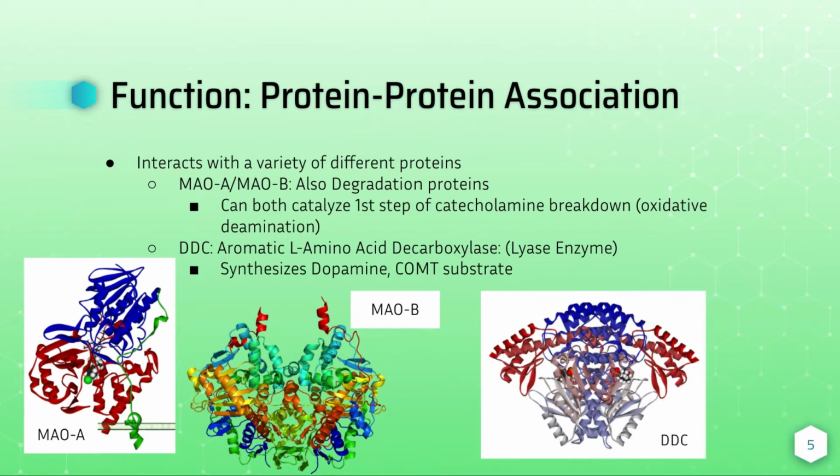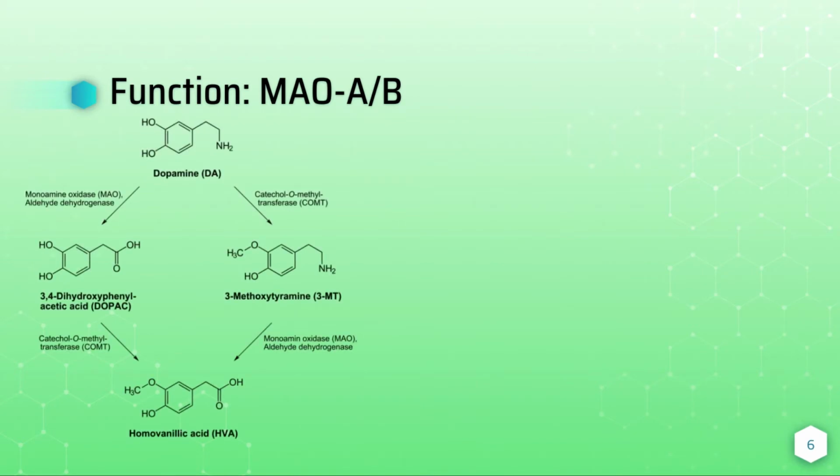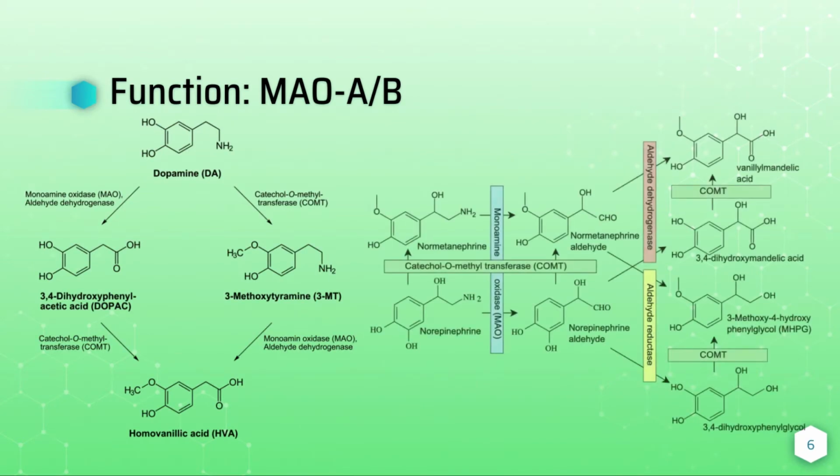For DDC, it's also known as dopa decarboxylase. It's a lyase enzyme and it synthesizes dopamine, which is a COMT substrate. Alright, so how do MAO-A and MAO-B interact with COMT? Well, as we've said before, monoamine oxidase A, monoamine oxidase B, and Catechol-O-Methyltransferase are all degradation enzymes. This means that they can work together to degrade catecholamines such as dopamine.